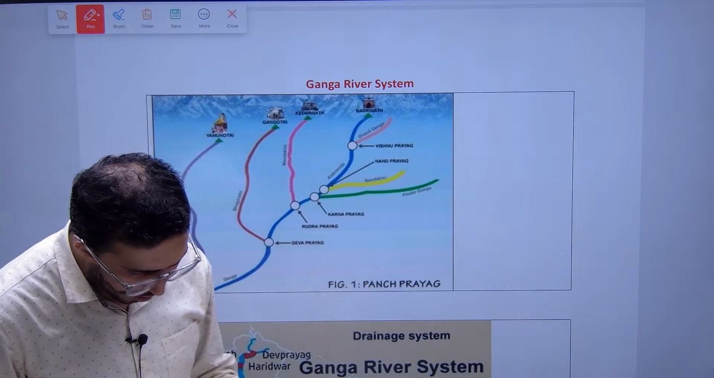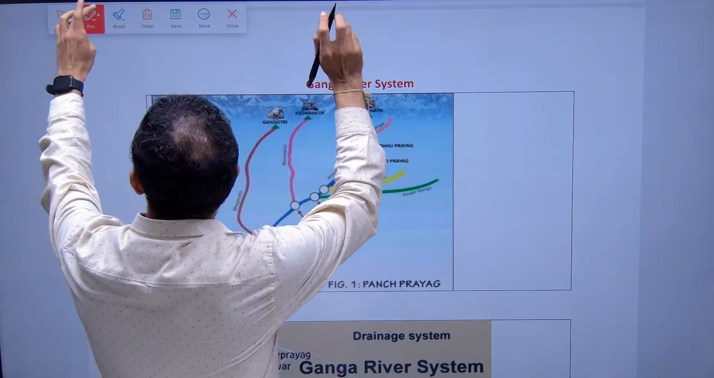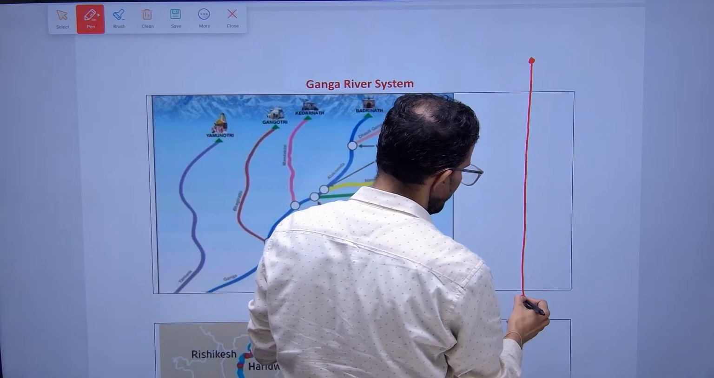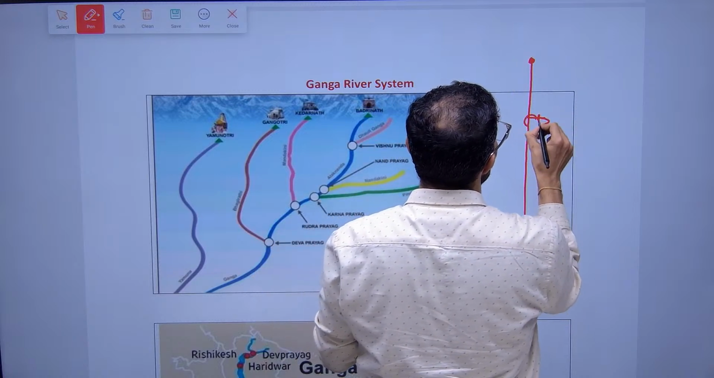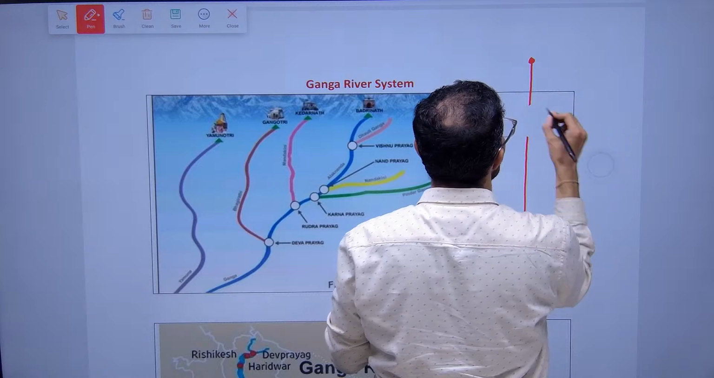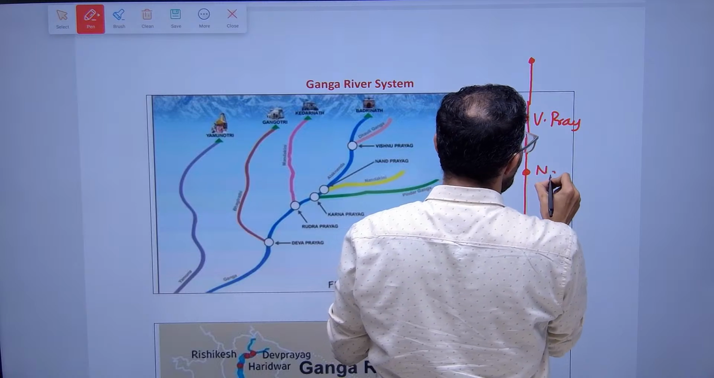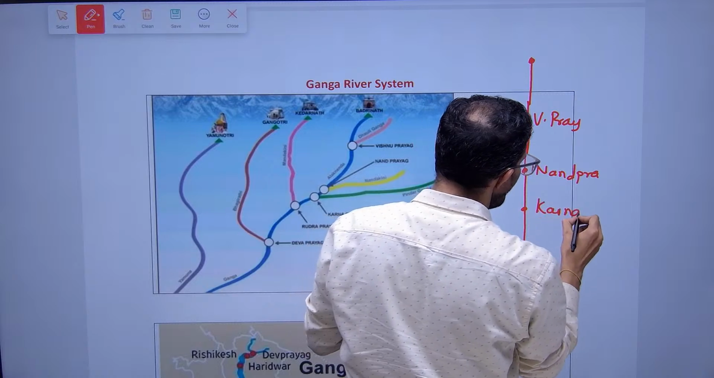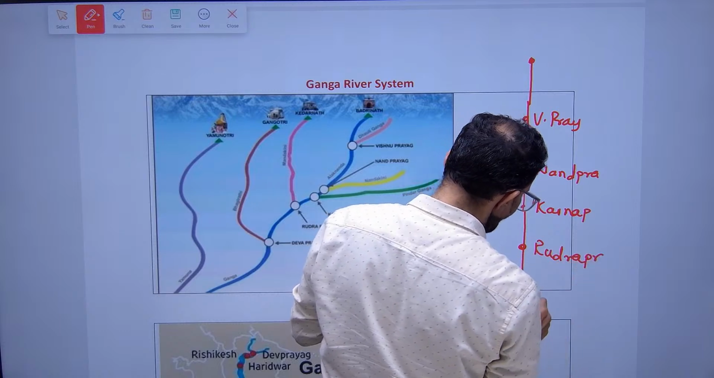Okay, which river joins Ganga at the Nanda Prayag? Nandakini. See, I will draw the map. Okay, I will simplify. If we see the Panchaprayag, first one is the Vishnu Prayag, then Nanda Prayag, then Karna Prayag, then Rudra Prayag, and then Dev Prayag.